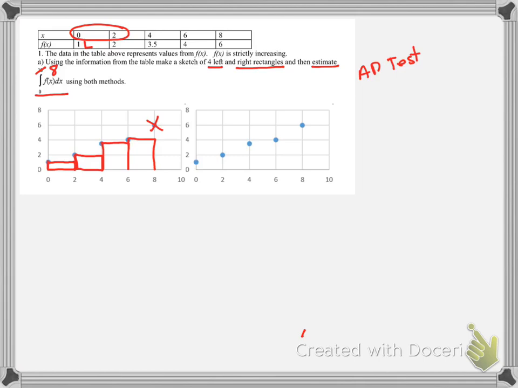Similarly, right rectangles would take off from the right side of the base and would come back over to define our rectangle.